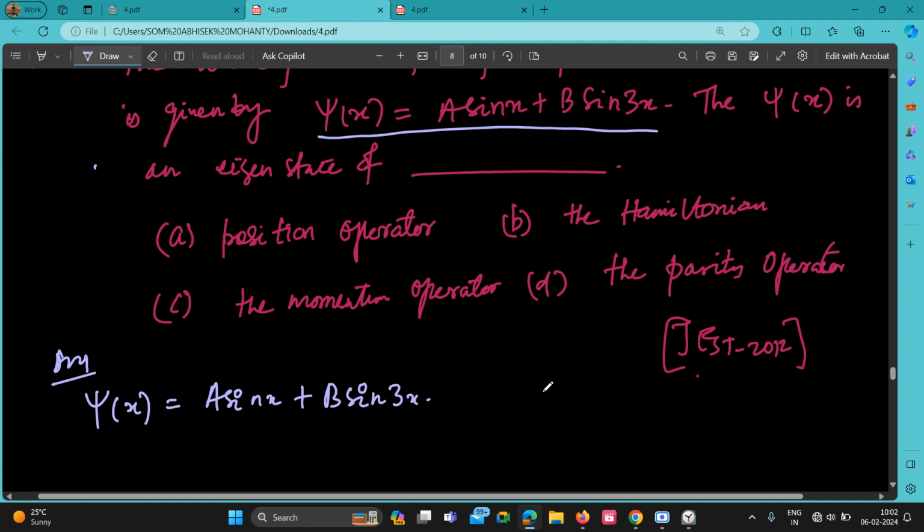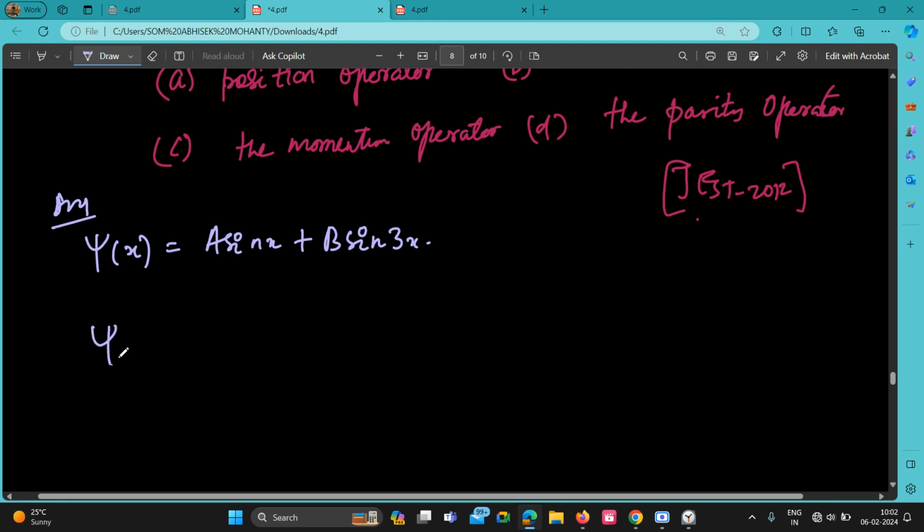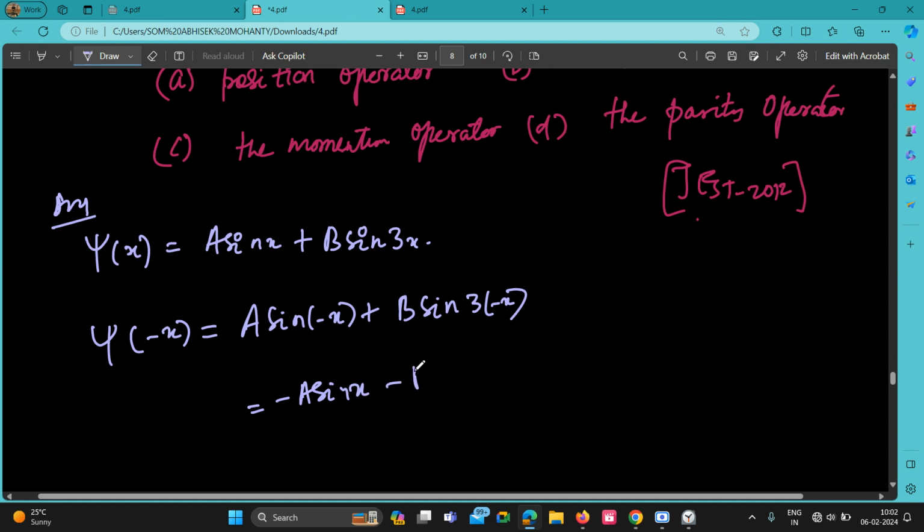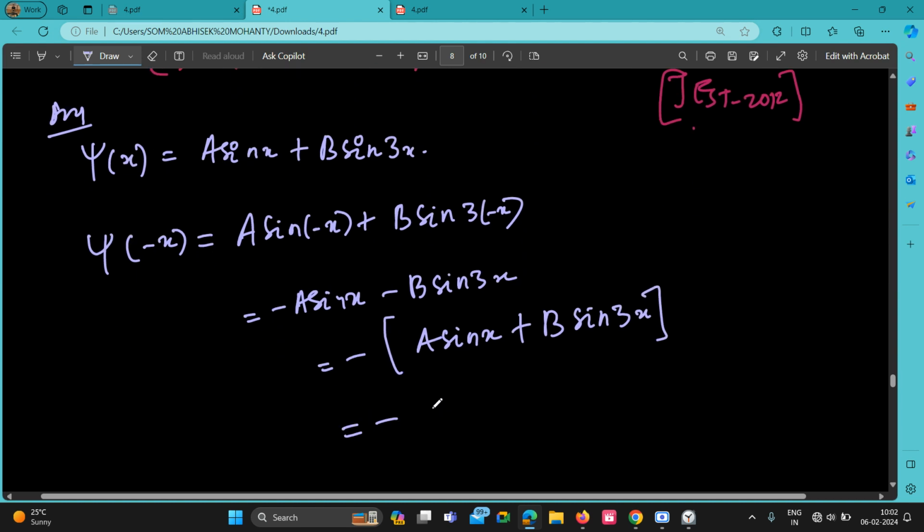The psi x is an eigenstate of dash. If I put minus x, what will happen? A sin minus x plus b sin 3 minus x. So it will be minus a sin x minus b sin 3x. So minus of a sin x plus b sin 3x, I am getting, isn't it? So psi minus x is equal to minus of psi x. This is an odd function, so negative parity.